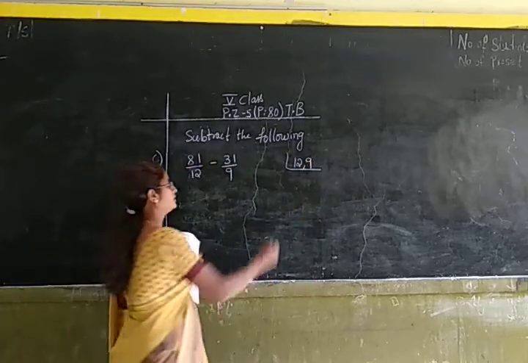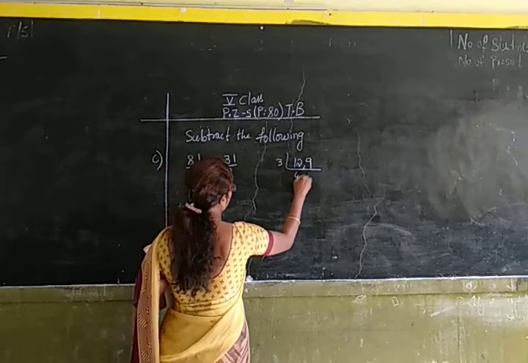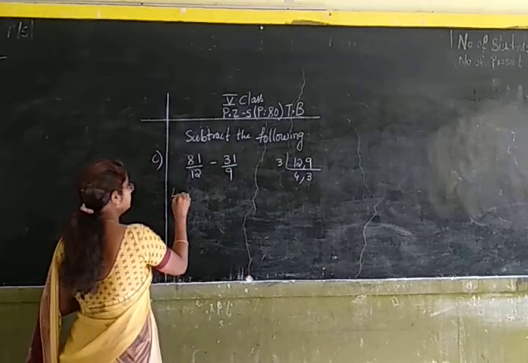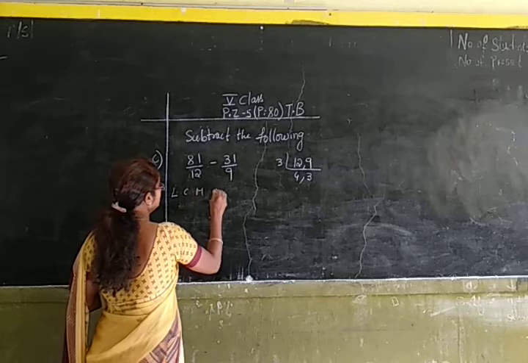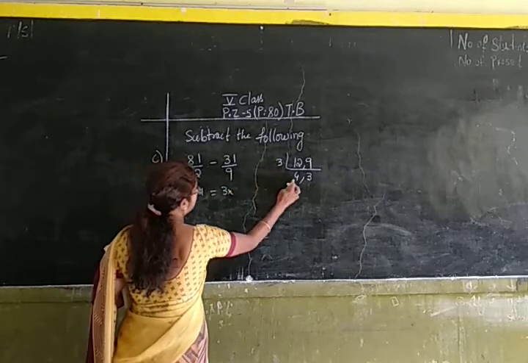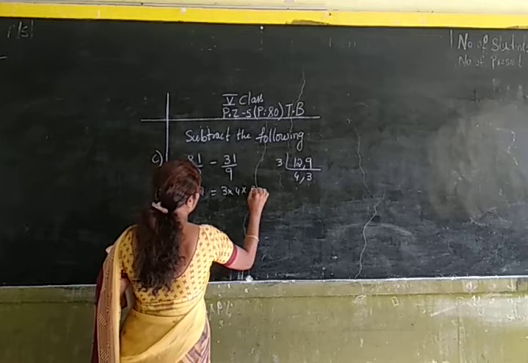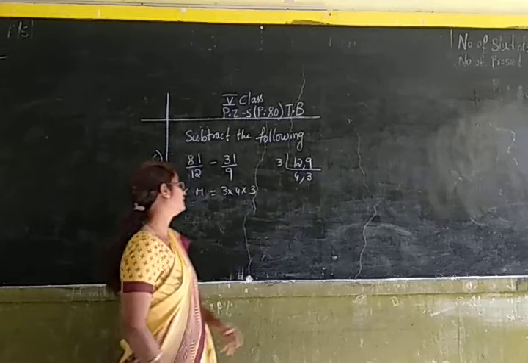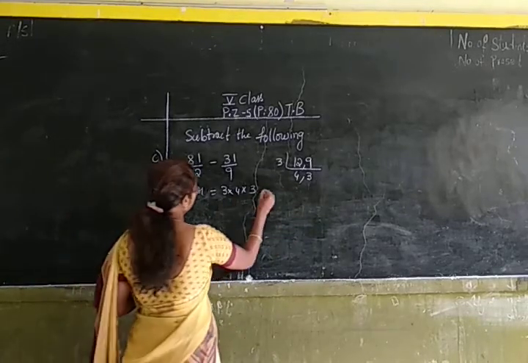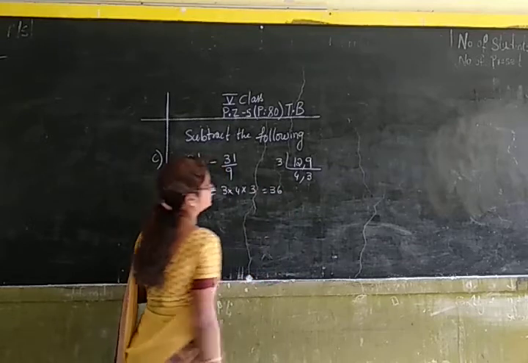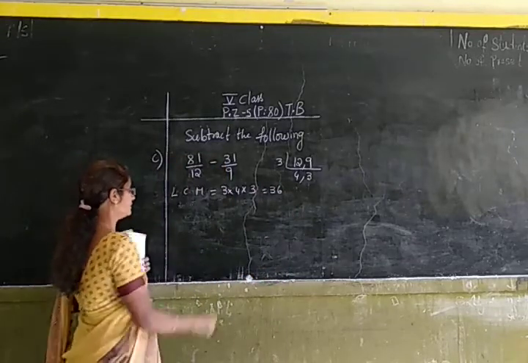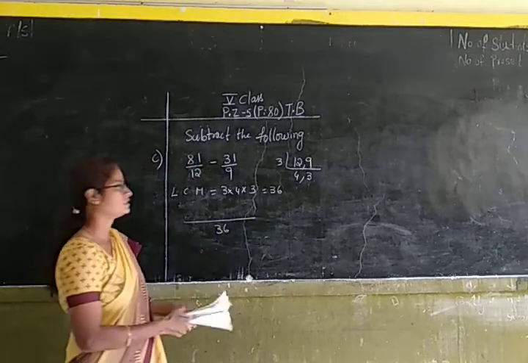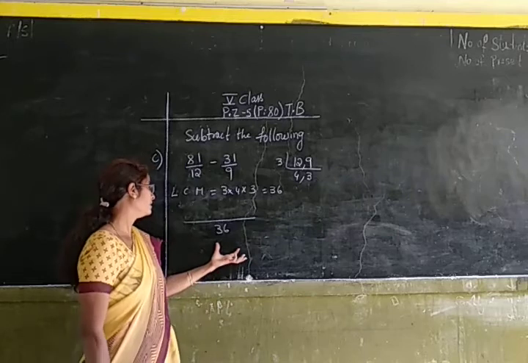12 and 9 are in 3 table. 3 goes in 12 4 times. 3 goes in 9 3 times. So LCM is equal to 3 into 4 into 3. 3 4s are 12 and 12 3s are 36. So 36 is the LCM. Now let us write down 36 as the denominator.